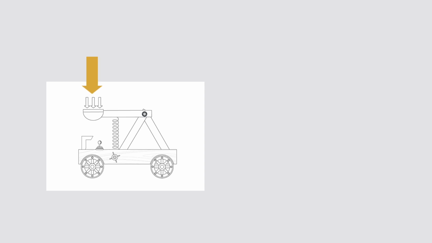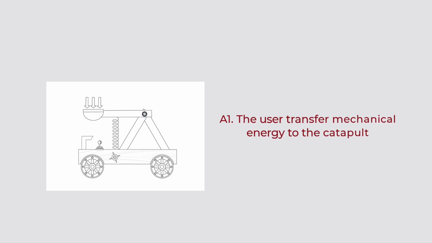What is the first operation? The user must transfer mechanical energy to the catapult. So, we can write Activity 1, or A1, the user transfers mechanical energy to the catapult.